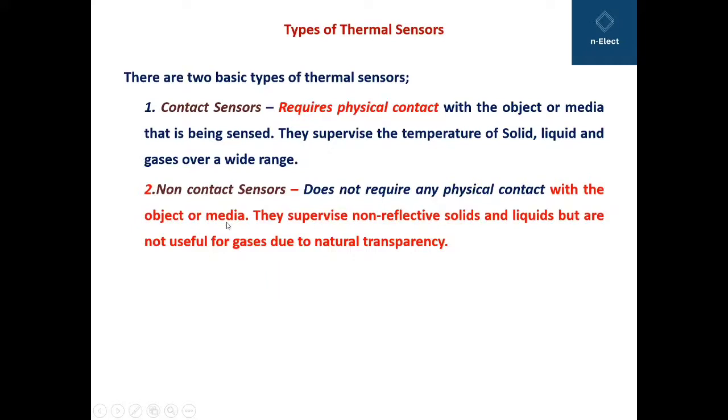The second type of sensors is non-contact sensors. They do not require any physical contact with the object or media, and they basically supervise non-reflective solids and liquids, but are not useful for gases, and that is because of the natural transparency of the gases.